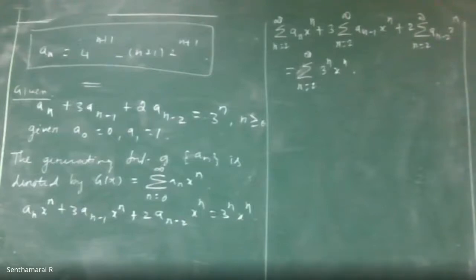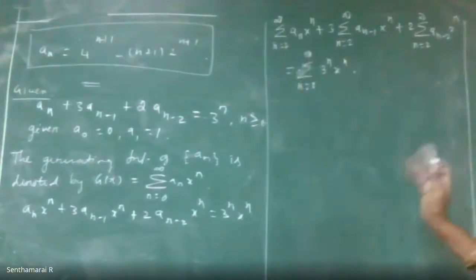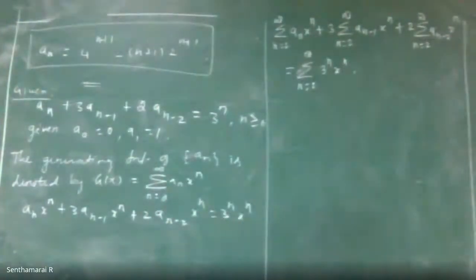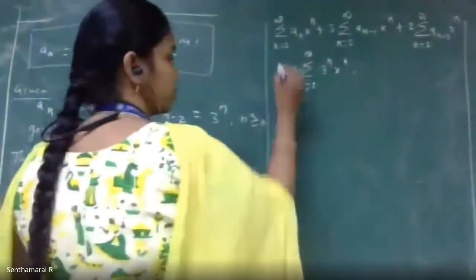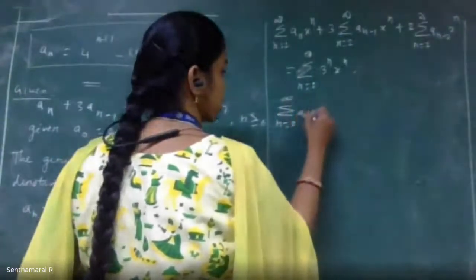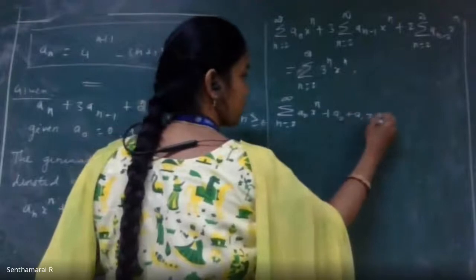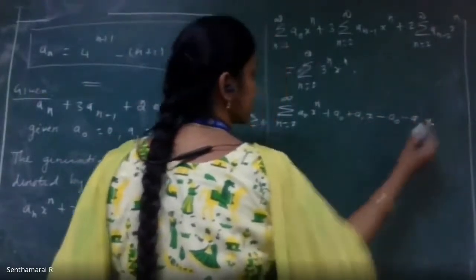Okay. Now again we have to do the same procedure to change the starting value to 0. Then only we can replace this thing as g of x. To rewrite in g of x format, what are all the things we have to do in the first summation? Summation n equal to 2 to infinity a_n x^n. I have to add a0 plus a1 x, so I have to subtract a0 and a1 x.